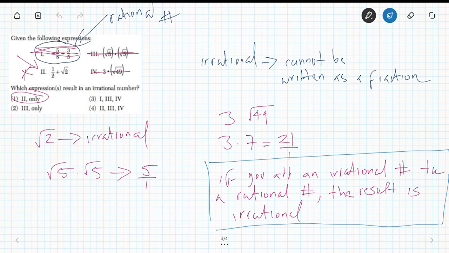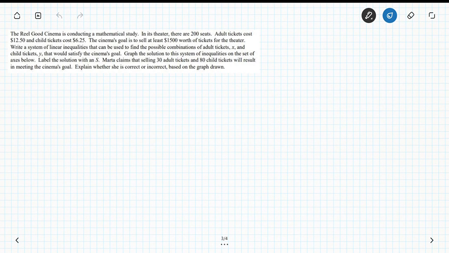All right, so next and last problem. Okay, so this is a wordy problem. It talks about a real good cinema that is conducting a mathematical study. In its theater, there are 200 seats. There's adult tickets that cost $12.50 and child tickets that cost $6.25. The cinema's goal is to sell at least $1,500 worth of tickets for the theater. Write a system of inequalities that can be used to find the possible combinations of adult tickets X and child tickets Y that would satisfy the cinema's goal.